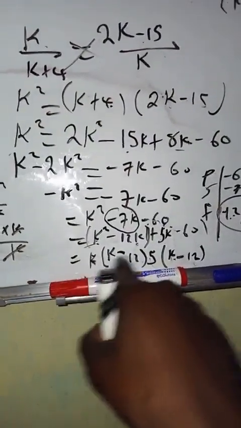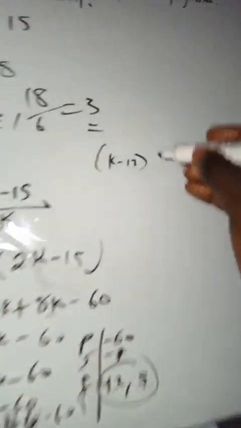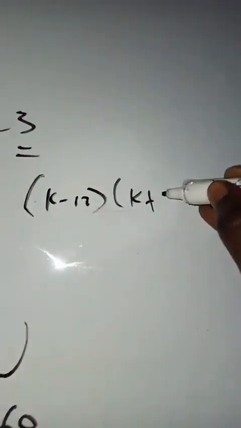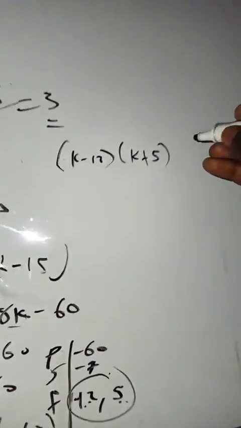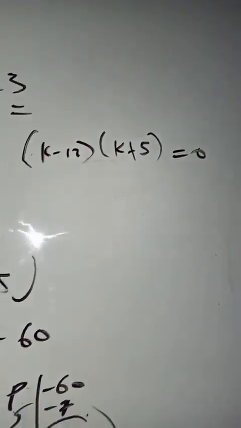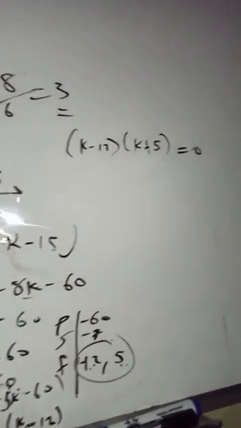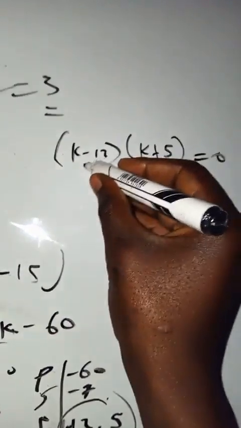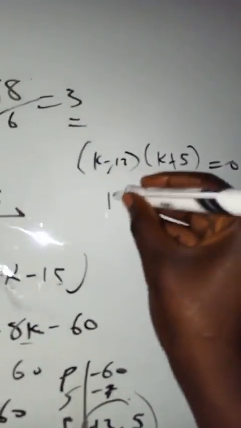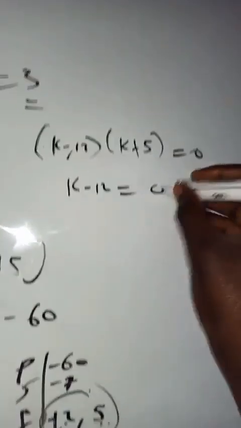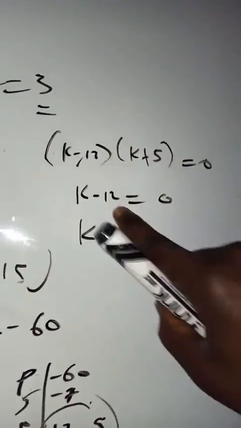Then these, group them into brackets. So k, this is positive 5, so k plus 5. K plus 5. And then I'll equate to 0. Now, what I have in the brackets, I simply have to equate to 0. So I have k minus 12 being equal to 0. Therefore, k being equal to, if the 12 goes the other side from being negative to positive, 12.